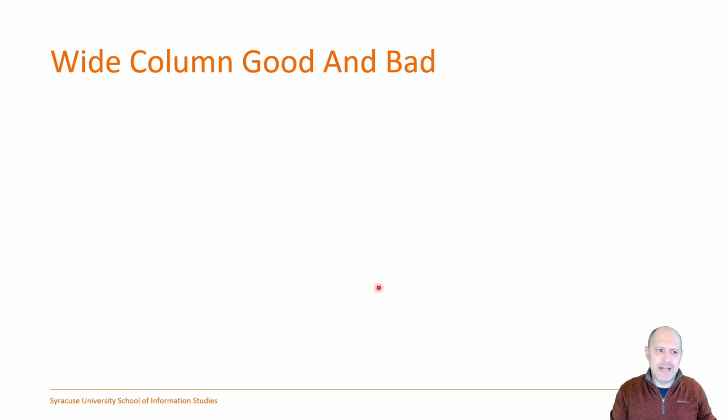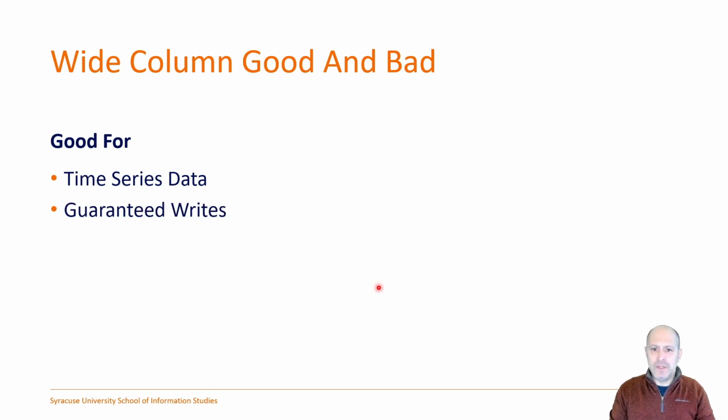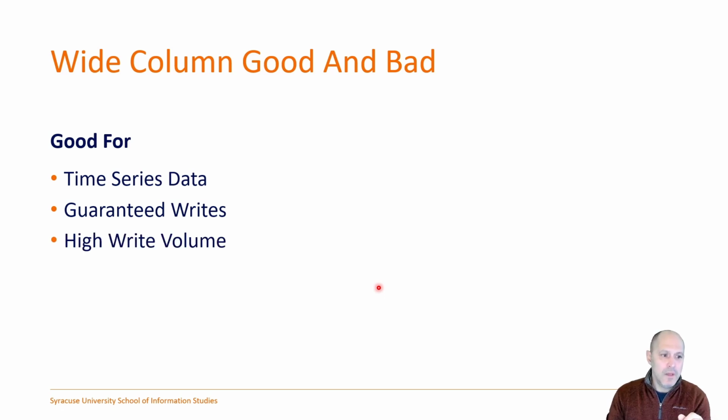So the good and bad of wide column. It's really good for time series data. When you need to have what are called guaranteed writes, you want to make sure that data gets written, and you want to be 100% sure the data was written. And you don't want to have a situation where a table lock causes it so that you can't write data. There's no locking at all in wide column databases. They are BASE. They are not ACID. They are all eventual consistency systems.